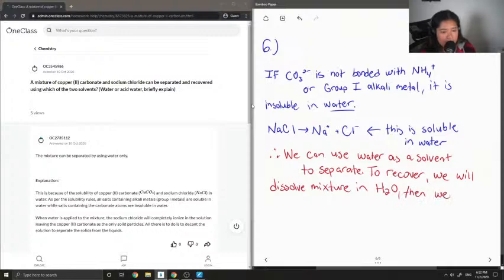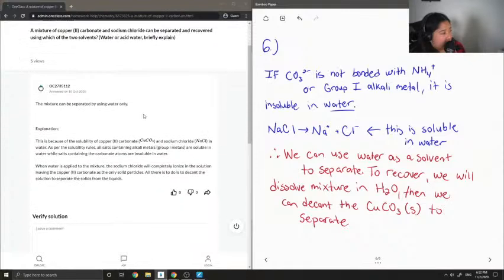So then we can decant the copper 2 carbonate solid to separate. Let's see the answer from our junior tutor.